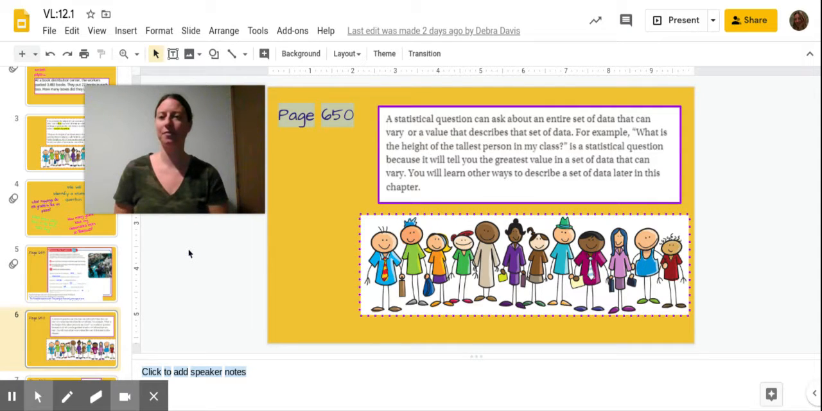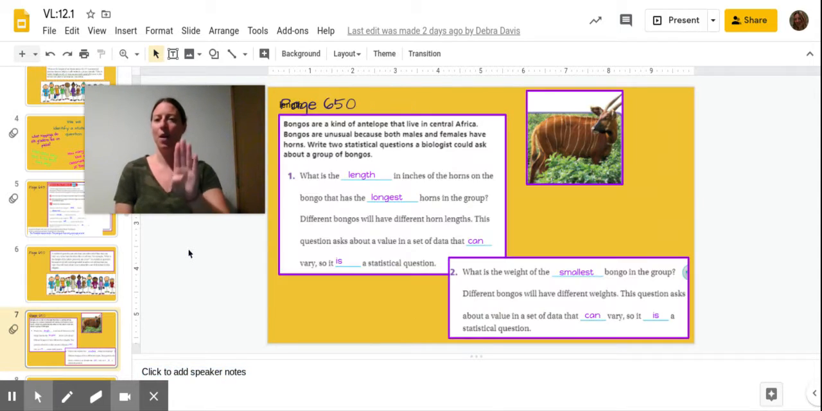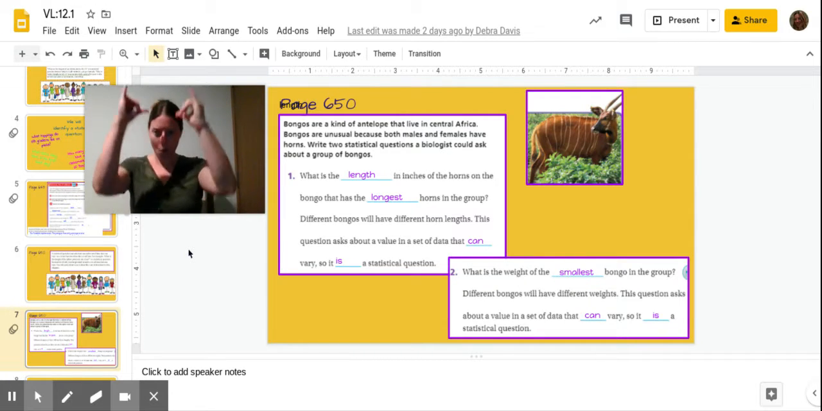Bongos are a kind of antelope that live in Central Africa. Bongos are unusual because both males and females have horns. Write two statistical questions a biologist could ask about a group of bongos.